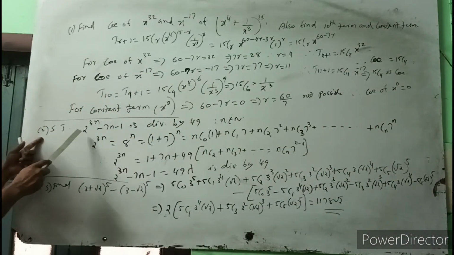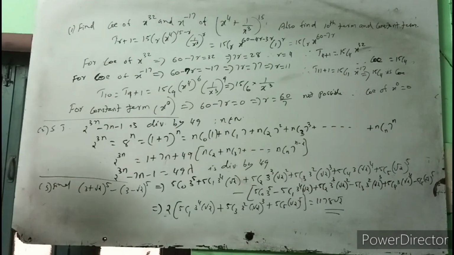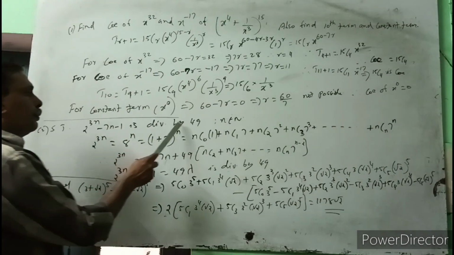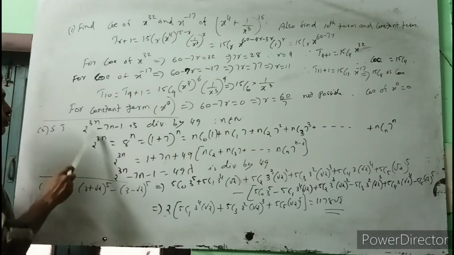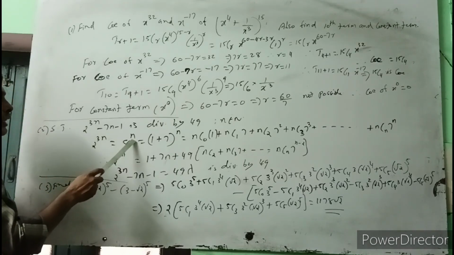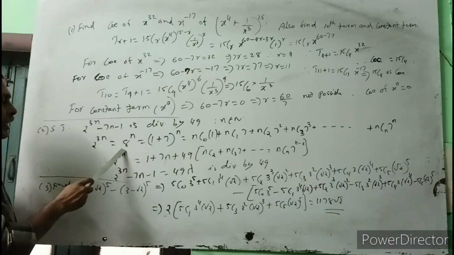Now this is another type of question. These types of questions are important for your exam. 2 raised to 3n minus 7n minus 1 is divisible by 49. Now I wrote this as 2 raised to 3 the whole raised to n, that is 8 raised to n. Because we need this 7, that is why I wrote 8 here.